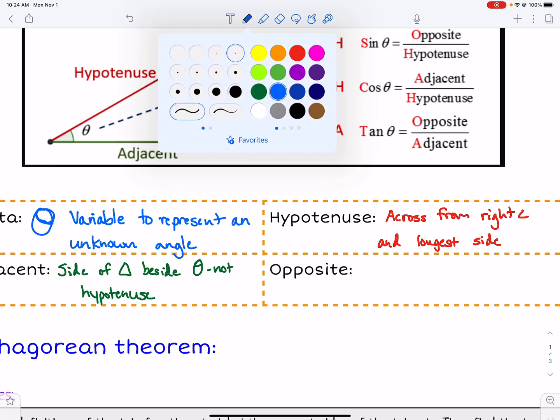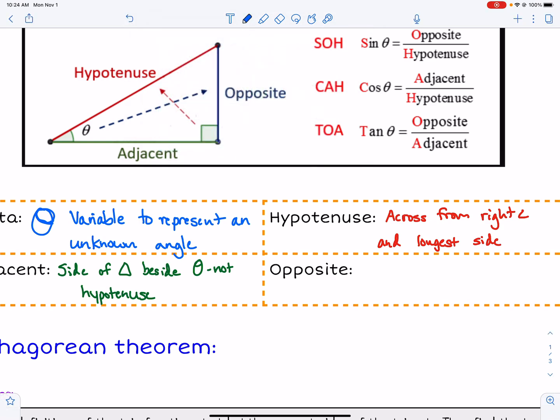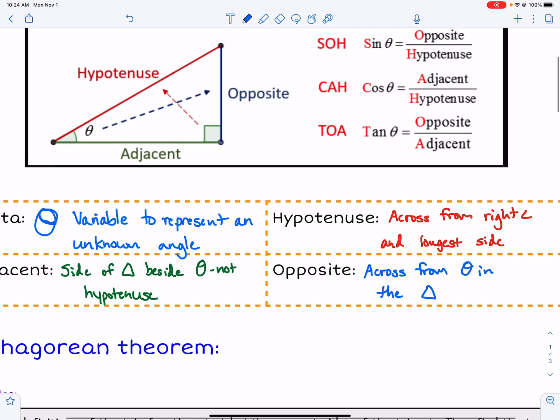Then opposite is the side that is opposite of theta. So that's the one that's right across the triangle. It's not touching theta. So it's across from theta in the triangle.